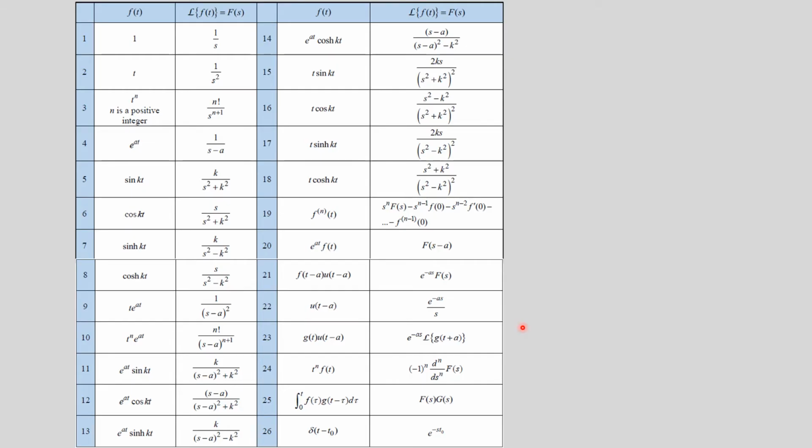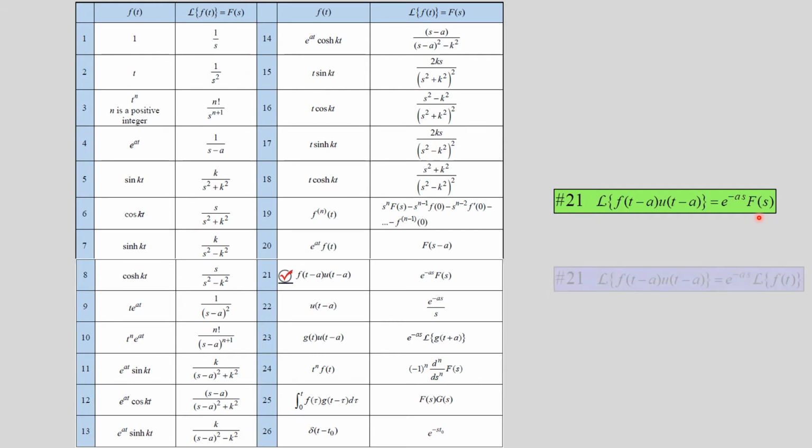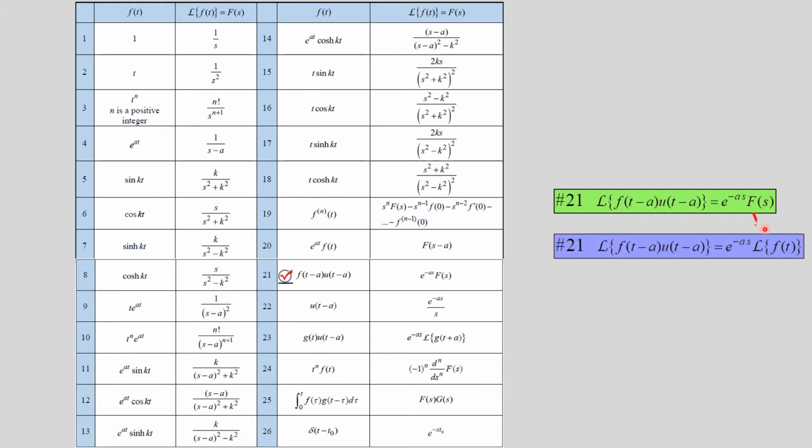This table of Laplace transforms contains the t-translation theorem, or the operational properties that we have just discussed. Look at row number 21. The Laplace transform of f(t minus a) u(t minus a) is equal to e to the negative as F(s). But we know that F(s) is the same as the Laplace transform of f(t). You can even look up here: the Laplace transform of f(t) is equal to F(s).